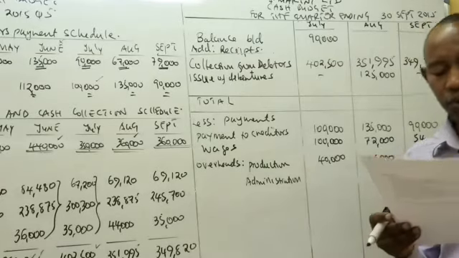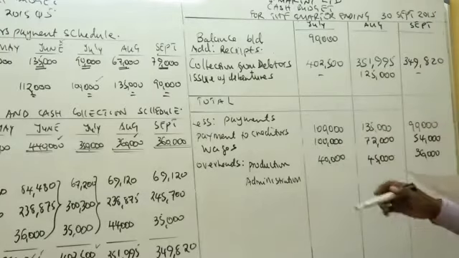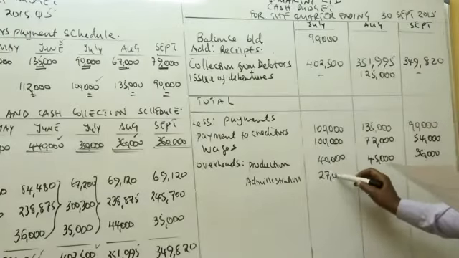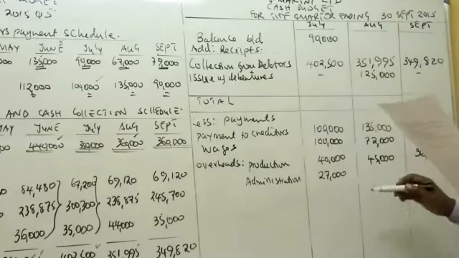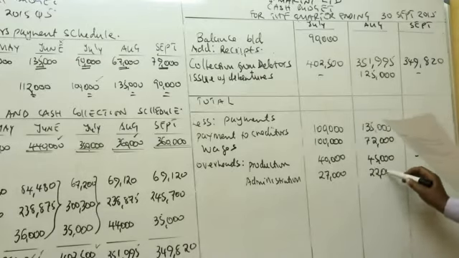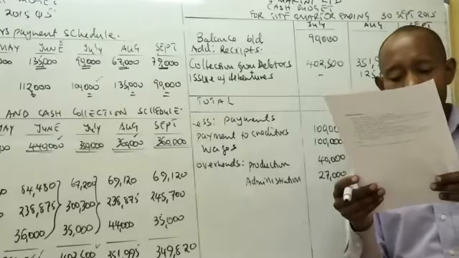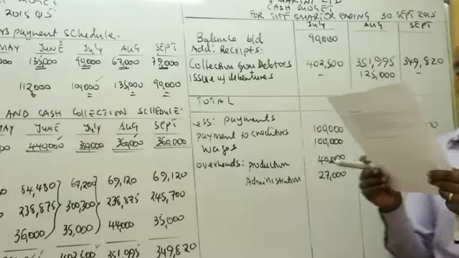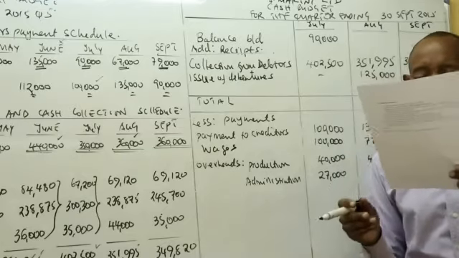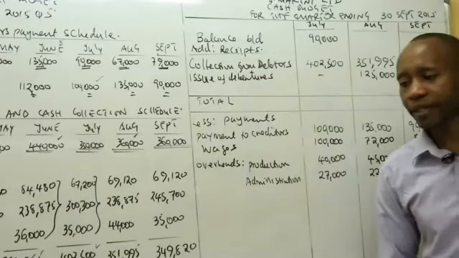Let's move to administration. Administration overheads, we do the same. So June 27, we pay them in July. Then July 22, we pay in August. Then August 25, we pay in September. So this will be 25,000.